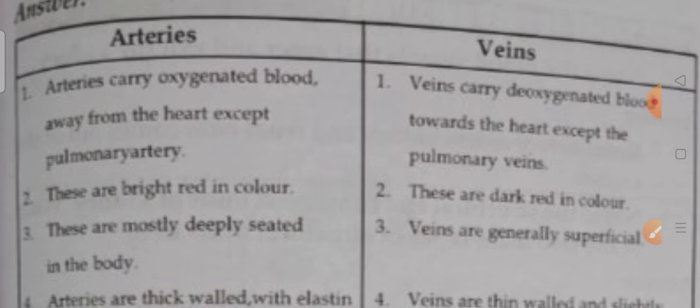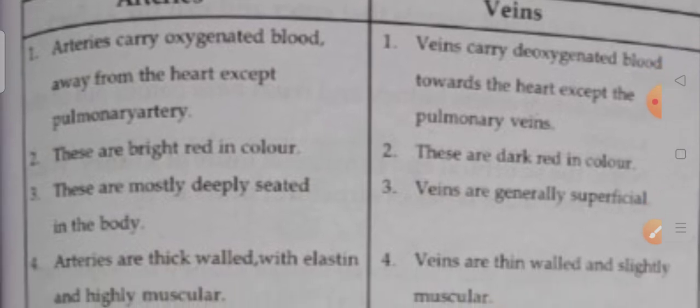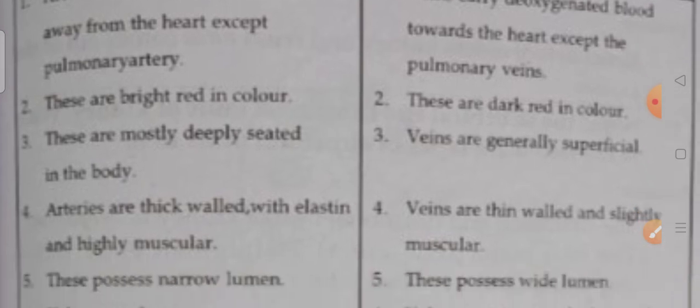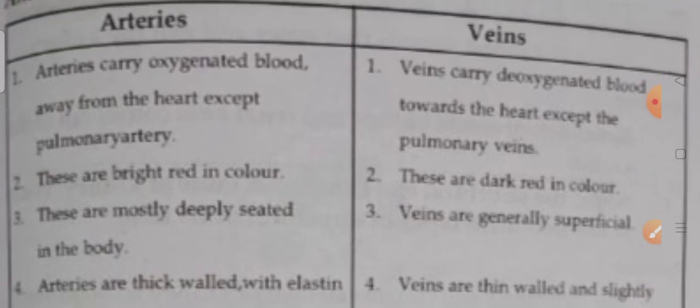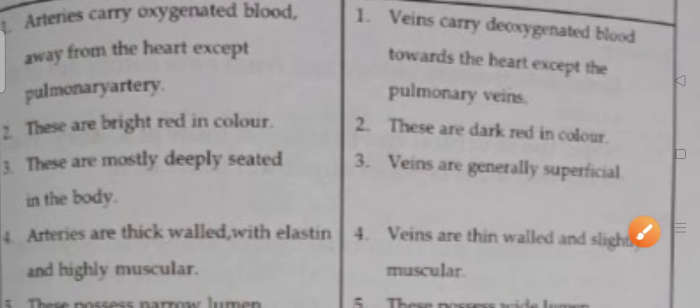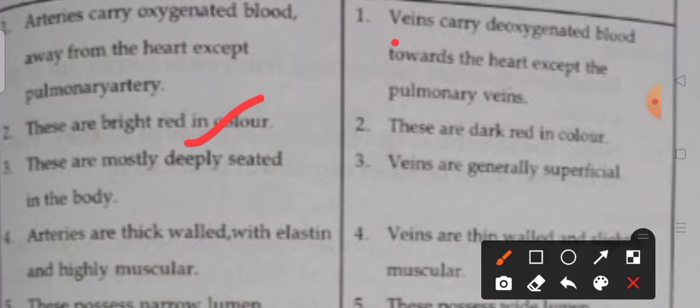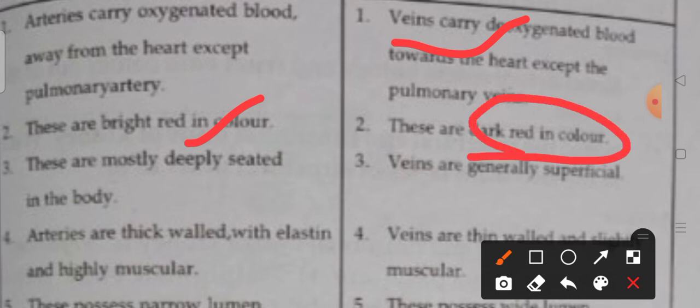Except the pulmonary veins, and here also except the pulmonary arteries. Arteries always carry oxygenated blood, and that is the reason they are red in color. Veins always carry deoxygenated blood, so that is the reason they are dark red in color. Next, arteries are mostly deeply seated in the body.